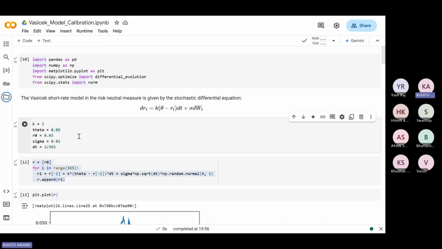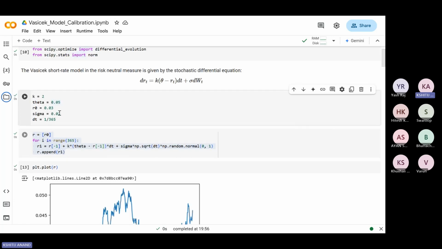Okay. So before starting the calibration, let us just simulate our model. Let us just simulate the Vasicek model using any set of arbitrary data. For example, let us assume k equal to 2, theta is equal to 0.05, r naught is equal to 0.03, sigma is equal to 0.02, and dt is equal to 1 by 365. Okay, dt is in years. So we mean dt is equal to 1 day for us right now, but it is converted in years.